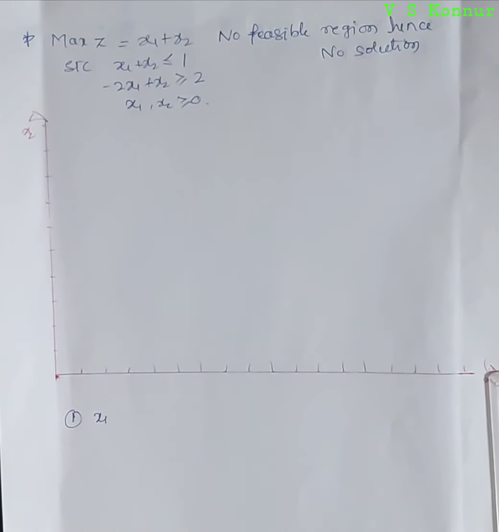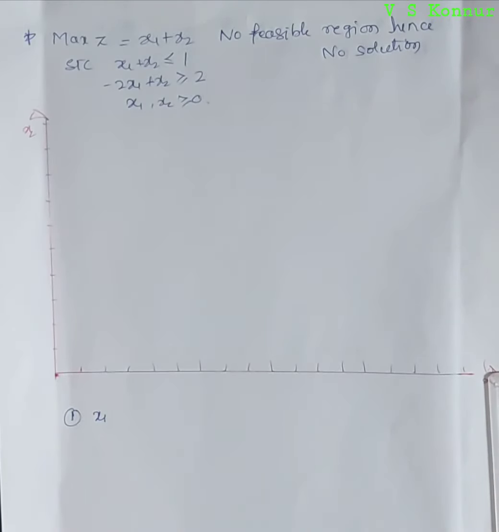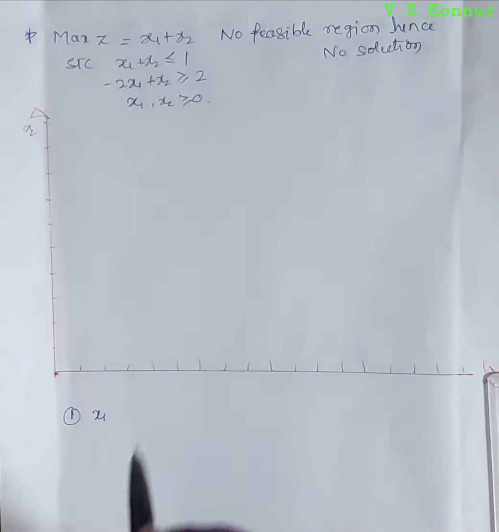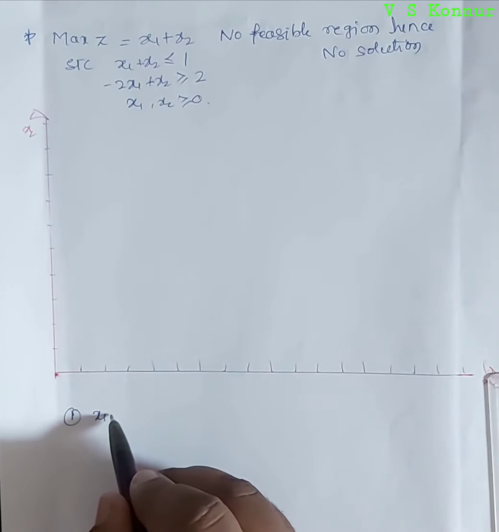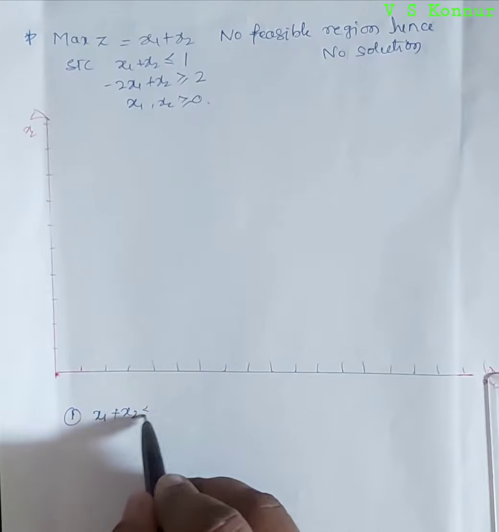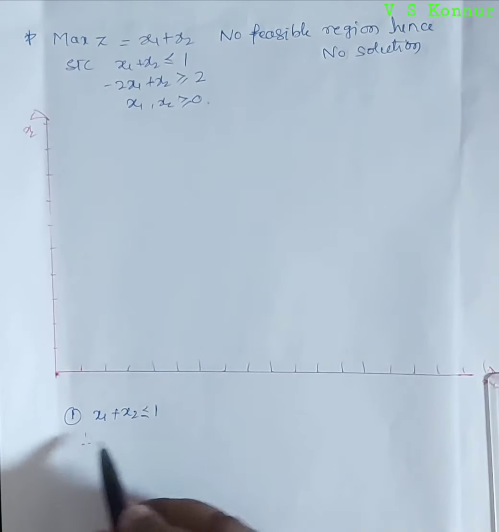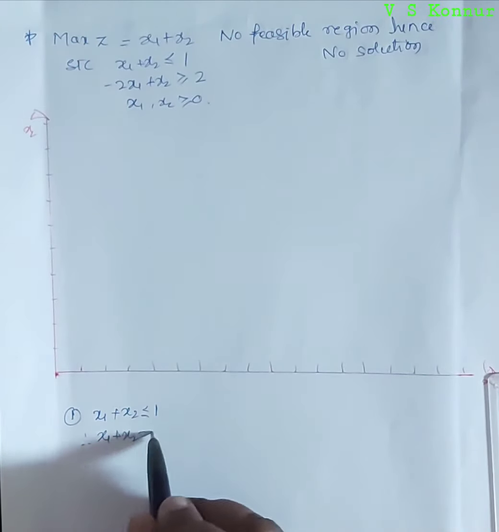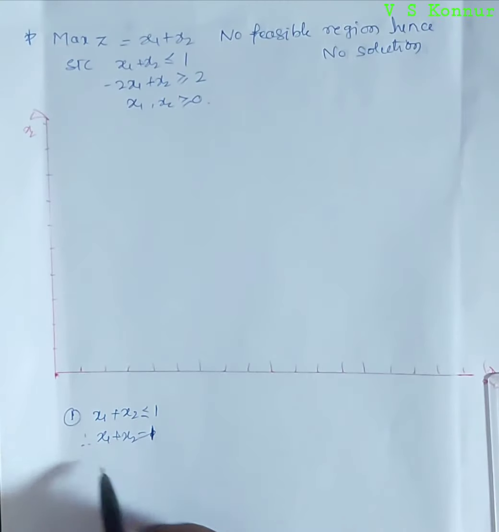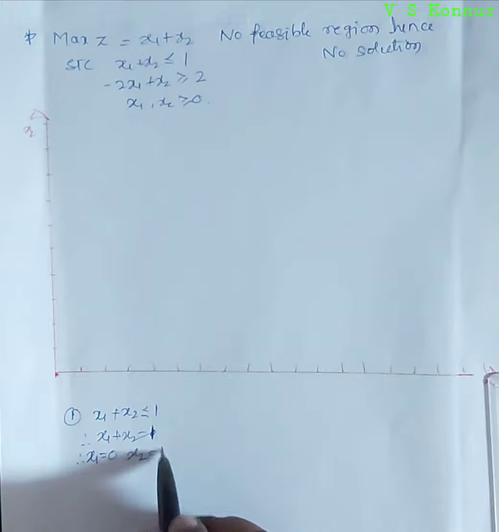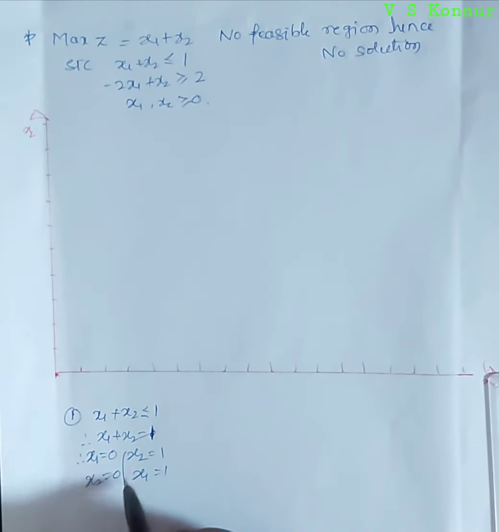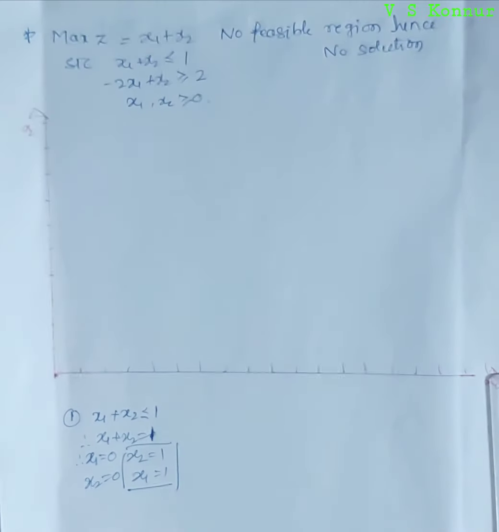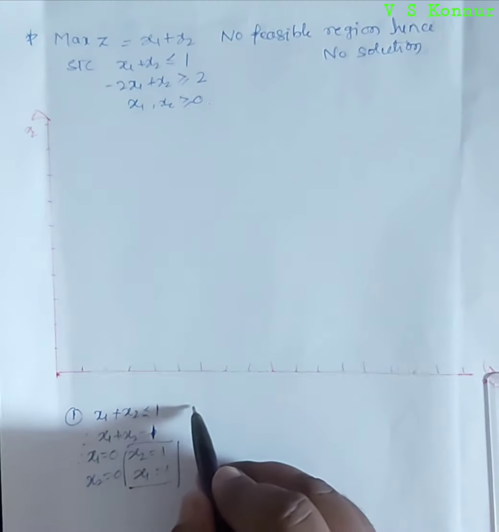This is no feasible region, hence there is no solution type of problem. So first constraint we will take x1 plus x2 less than or equal to 1. Put x1 plus x2 equal to 0, a1. Put x1 equal to 0, x2 equal to 1. Put x2 equal to 0, x1 equal to 1. So this is the first line we will get.